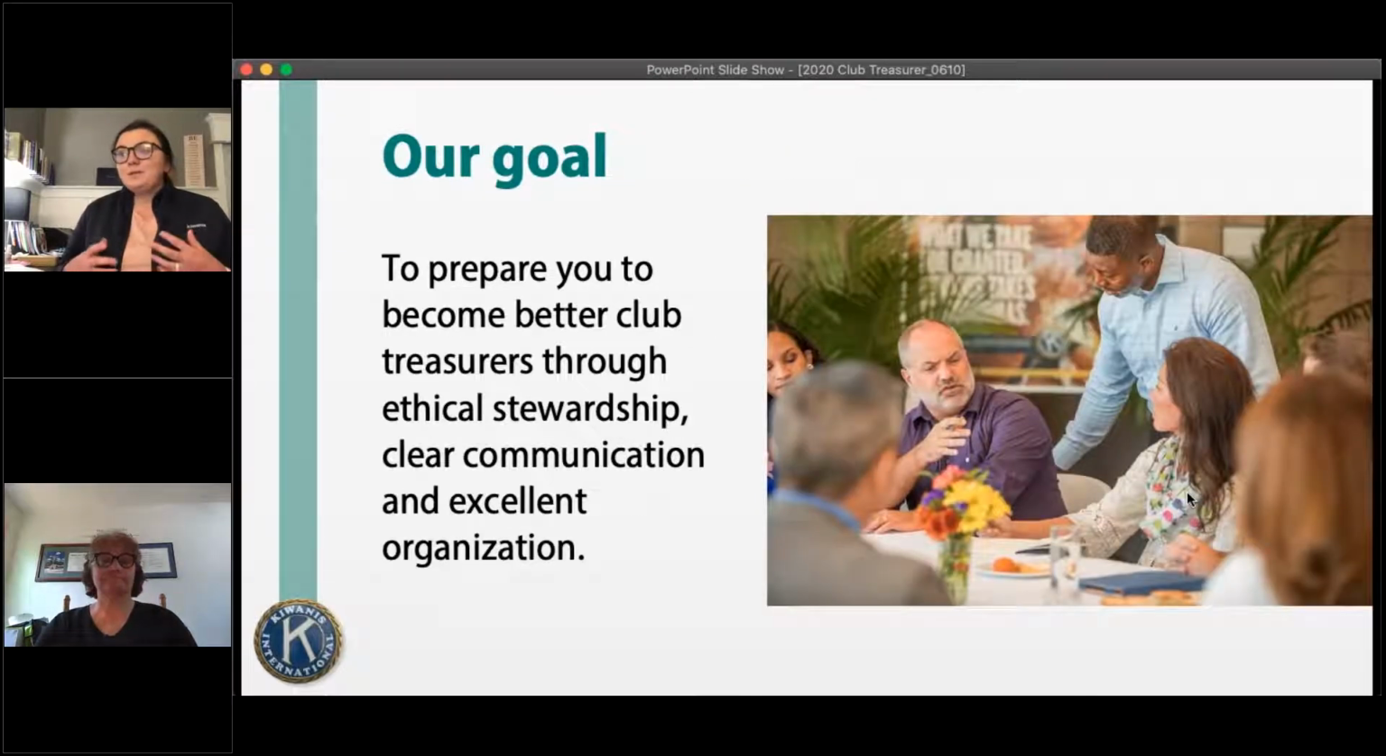Our goal today is to prepare you to become a better club treasurer, and that's going to be done through maintaining ethical stewardship, being a clear communicator, and maintaining the excellent organization that will be so critical in order to be successful.